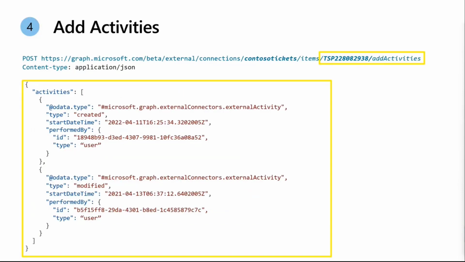Yeah, and then also, you could add activities as part of the item, or you can make this separate call here to append activities to the item itself. Activities is another well-known property on the item. So essentially what activities are, you're telling us who are the different users within your organization that are doing actions like creates, modifies, comments, views, et cetera, on that item.